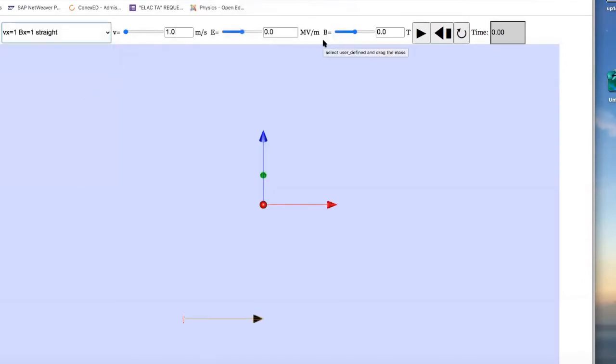Okay, so now this one is the magnetic field. The charge is moving to the right, and then the magnetic field is also to the right, 1 Tesla. So what should the force on the charge be? F equals Q V crossed into B.